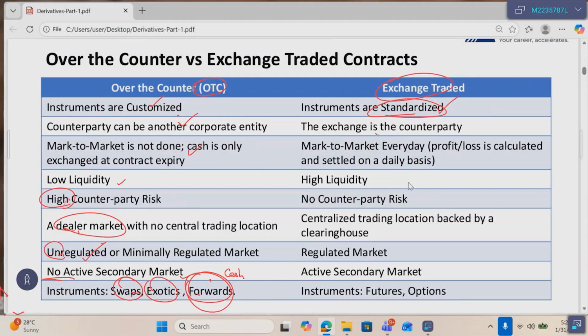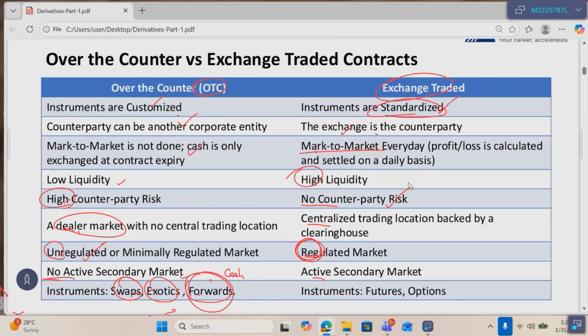The exchange is the counterparty. I don't know who it got sold to. I bought it. I don't know the seller. To me, the exchange is the seller. To the other guy, the exchange is the buyer. Right? Obviously, if I'm doing it through the exchange, the exchange says, boss, every day there will be mark to market. So obviously there's very high liquidity, and the exchange is involved, and therefore there is no risk at all because my counterparty is the exchange. Correct? It's centralized, obviously it's highly regulated, and they normally have an active secondary market.